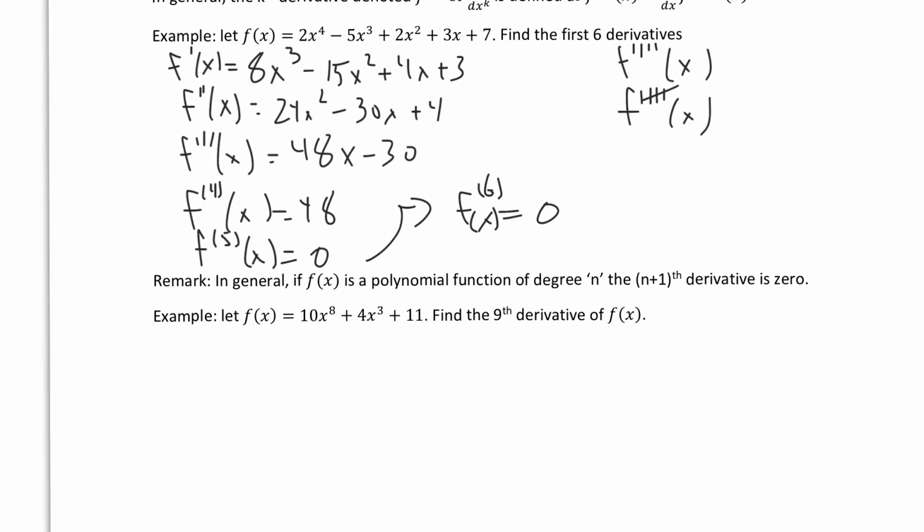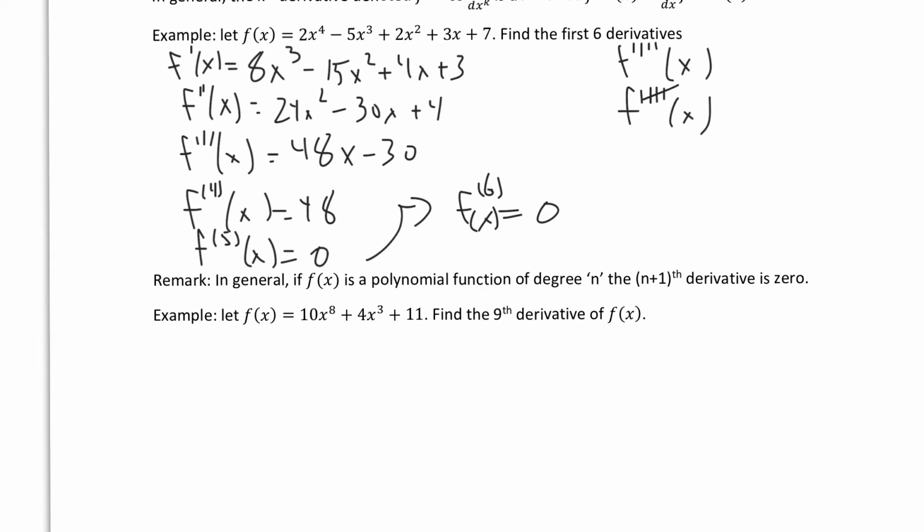Now, in general, if f(x) is a polynomial of degree n, then the (n plus 1)th derivative is going to be 0. You might have noticed this as we were doing it. This was degree 4. Notice how different parts of the polynomial disappeared, or you can think of it as after each derivative, the polynomial decreased in order. It was degree 4, then degree 3, then degree 2, then degree 1, then degree 0, and then it was gone. It was just equal to 0. So after 5 derivatives, the degree 4 polynomial had disappeared.